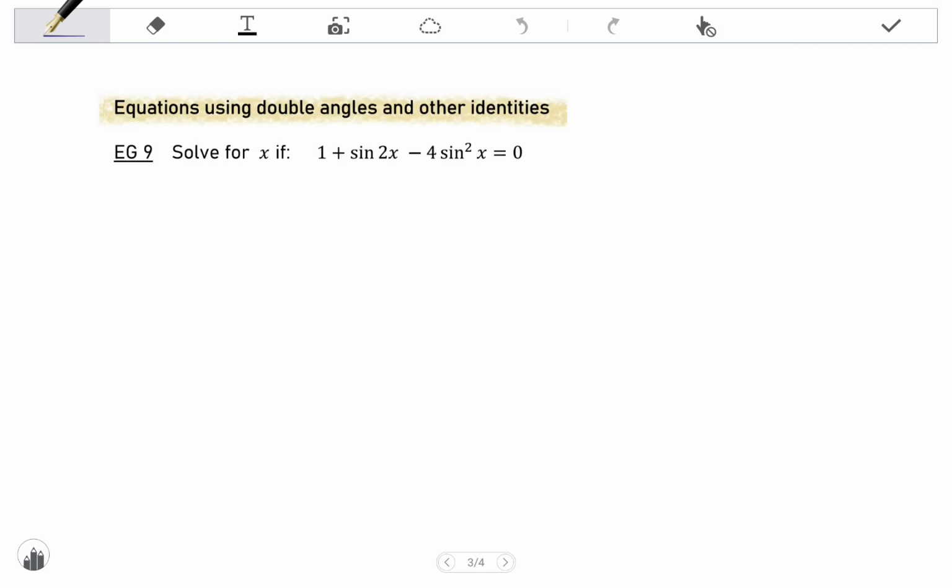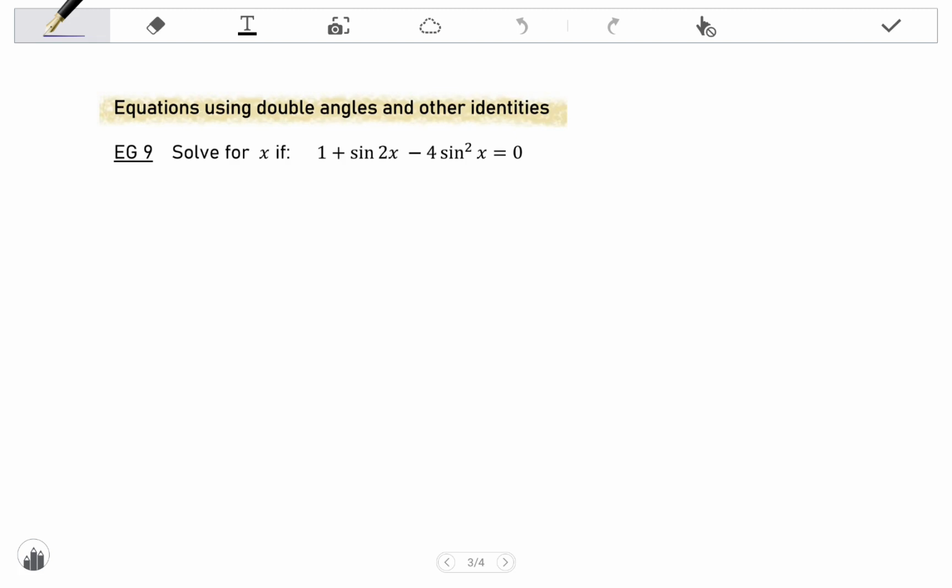Right, now we have an example that requires the use of a double angle and other identities. So this is where it starts to pull in all the tools and techniques that we've learned so far. It says solve for x if (1 + sin 2x − 4 sin x)² = 0.